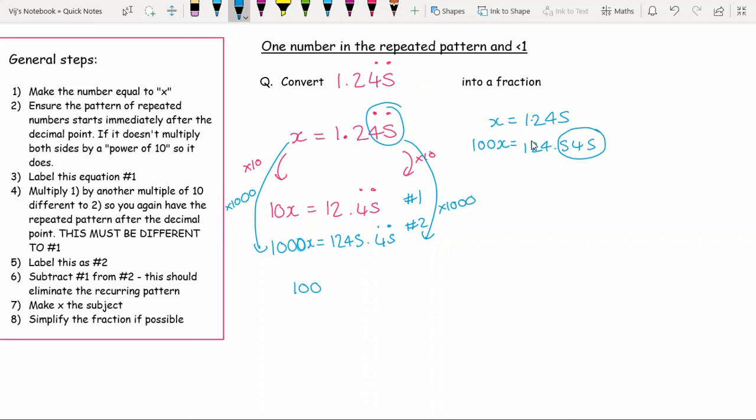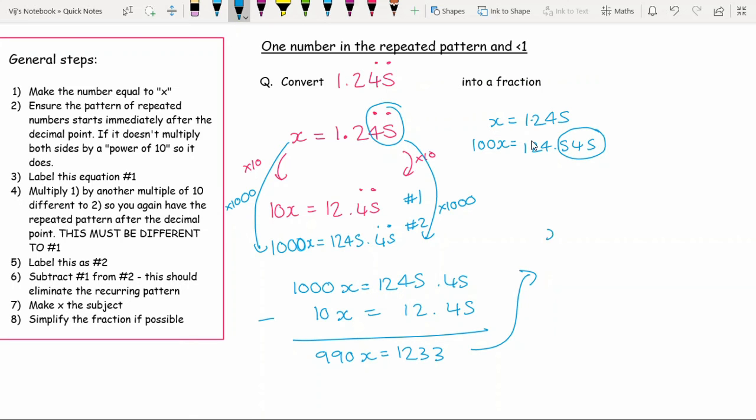So from this I've got 1,000x equals 1245.45 recurring, and I've got 10x equals 12.45 recurring. I then take away the two equations, so I end up with 990x equals 1233. Then converting that into a fraction, I get x equals 1233 over 990, which looks right because it is going to be an improper fraction. All I need to do is check to see, does it simplify? And the answer is yes. So it's 137 over 110, and there is your final answer.